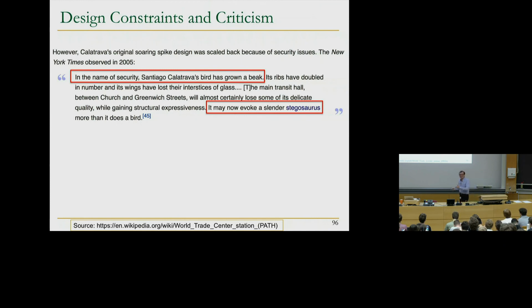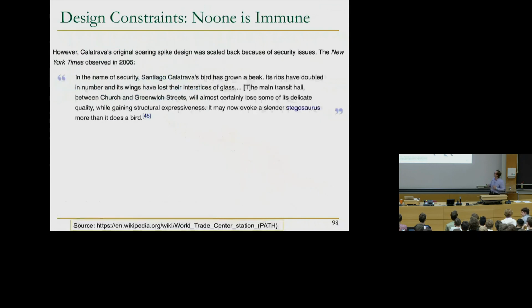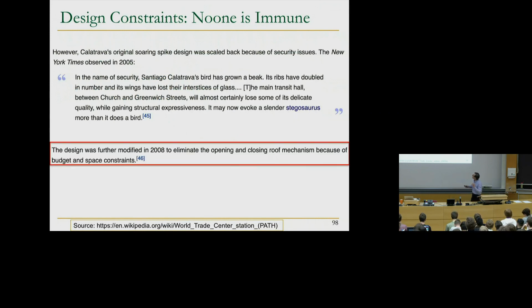So you will get this sort of criticism whenever you design computing platforms also. And if you're curious what a stegosaurus is, it looks like this, basically. And I think you could argue that Oculus looks like a stegosaurus as well. Okay, so no one is immune to design constraints. Basically, even if you have a large amount of money, you're never immune to design constraints. So you can see that security is one design constraint that's very important. And you can see that the design was further modified in 2008 to eliminate the opening and closing roof mechanism because of budget and space constraints.